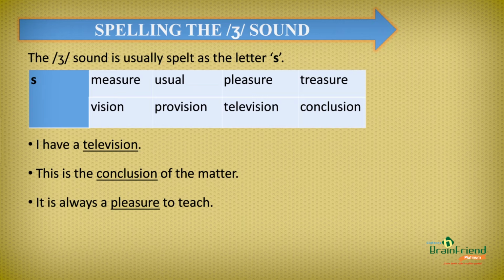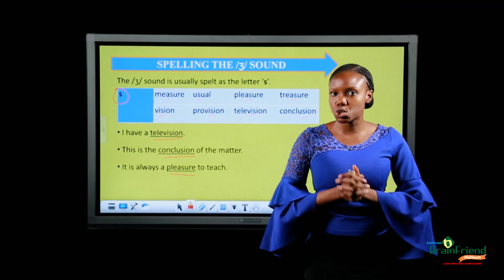The Z sound is spelled as the letter S in the following words: measure, usual, pleasure, treasure, vision, provision, television, and conclusion. Now examples in sentences we have: I have a television. Also we have: this is the conclusion of the matter. And lastly we have: it is always a pleasure to teach. I hope you're enjoying the lesson so far.